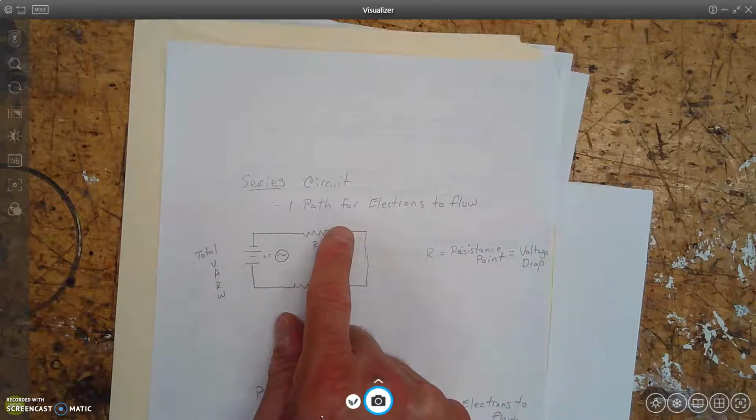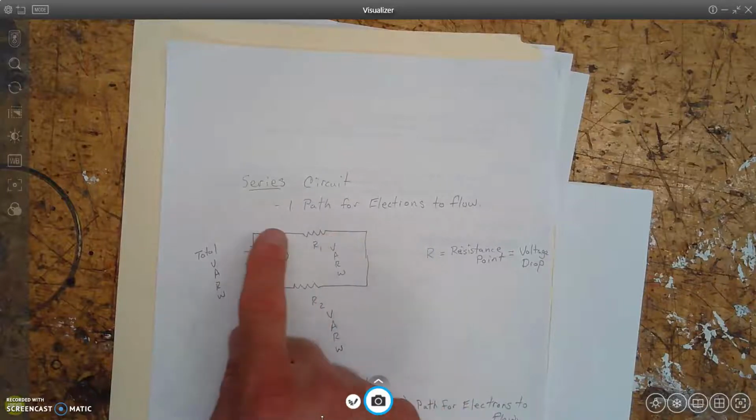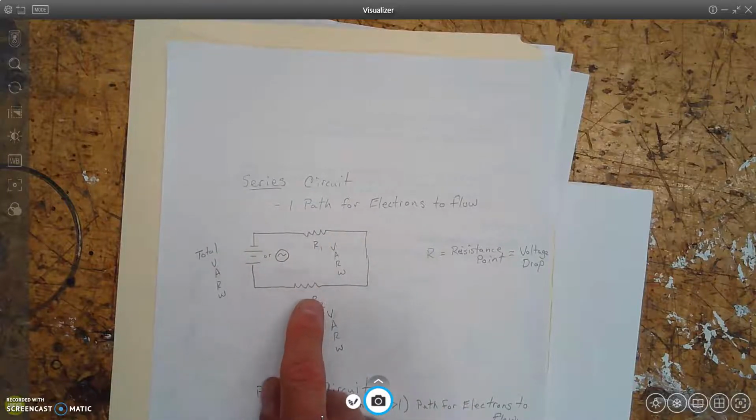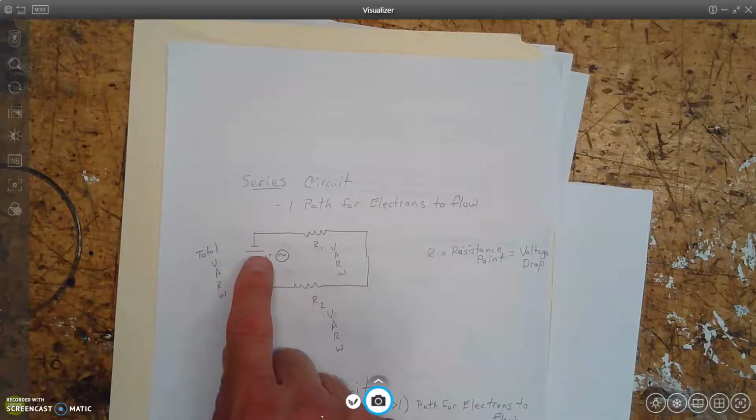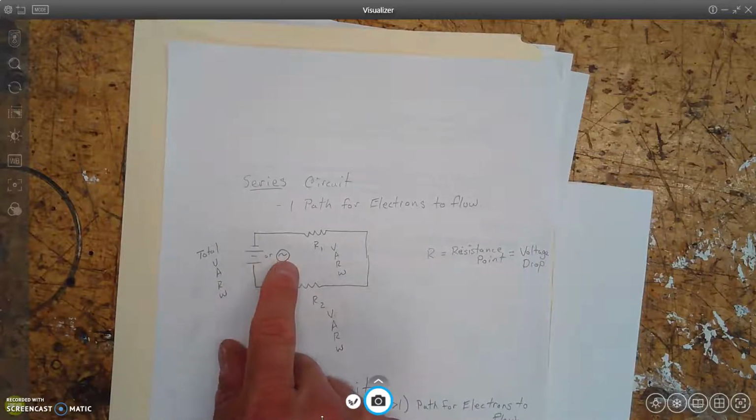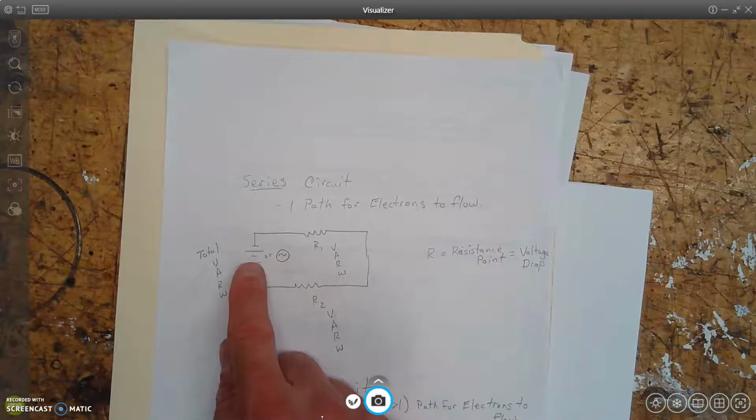So the way we represent that in a drawing is this is a very simple series circuit. This is a battery or direct current source. Sometimes they draw it here with what they call an AC power source or an alternating current power source. It doesn't matter which symbol they have. Either power source, you're going to do your calculations exactly the same.